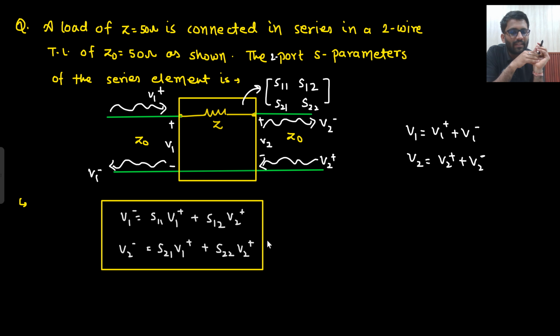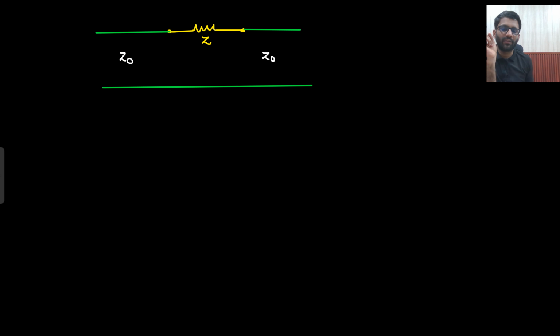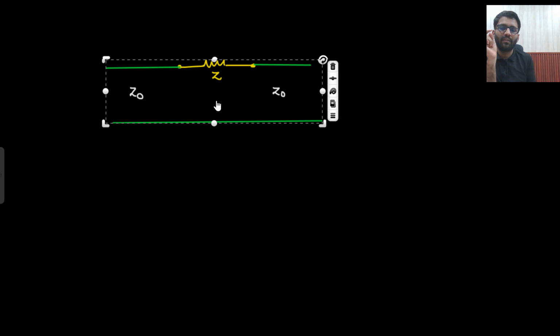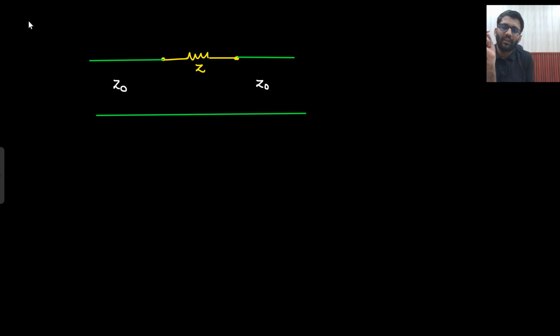Okay. Now let's start finding our parameters. So S11 and S21 we will find first. For that, what do we need to do? We need to keep V2 plus equals to 0. And how would we keep V2 plus equals to 0? By matching the load. So first we are finding S11 and S21.